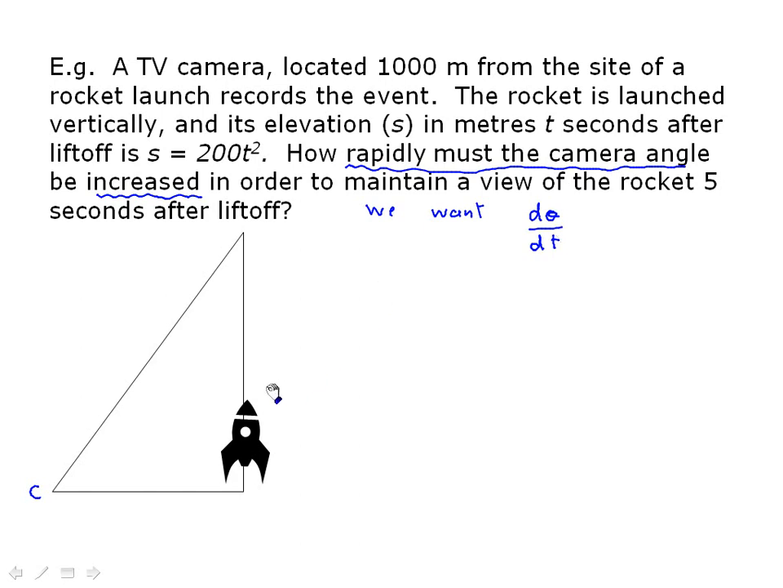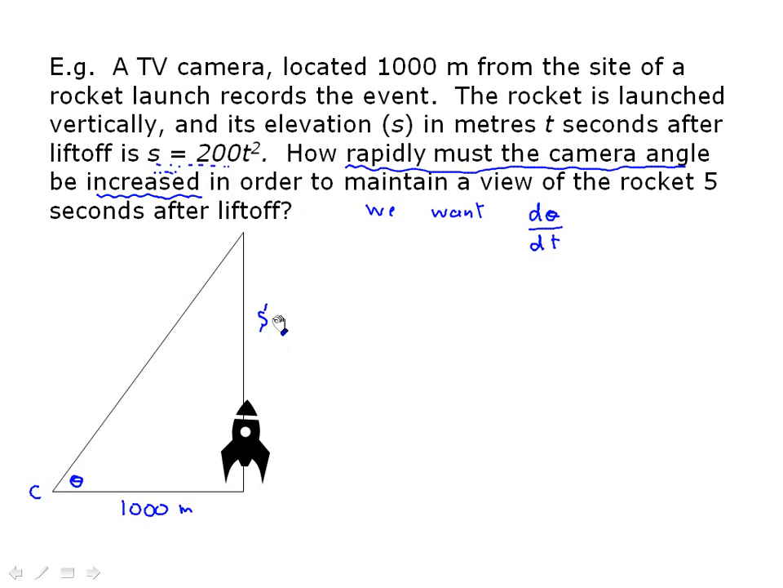Now the other information we have is that this is theta there. I should indicate the angle of elevation off the ground. That's where the camera is. And this distance is fixed at 1,000 meters. As well, the vertical height, its elevation, is given by S is equal to 200t squared. So this is actually S right there. I'll just write it like that. Could call it Y if they didn't give you a variable, but I'll call it S because that's the way it's set up for it.